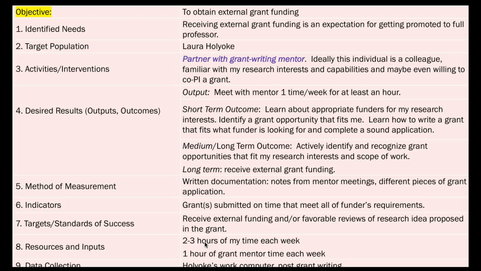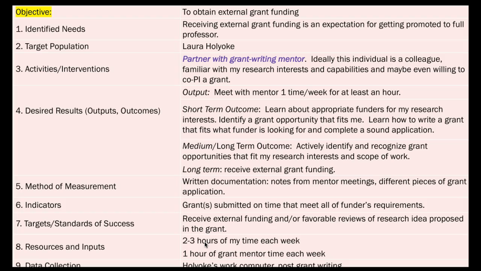So I did a quick one for mine. In this one, the activity is to partner with a grant writing mentor. My objective is to obtain external grant funding. The need I've identified is that receiving external grant funding seems to be an expectation for getting promoted to full professor. I am the target population. I wrote in about the activity that ideally this is an individual, a colleague familiar with my research interests and capabilities, and maybe even willing to hopefully co-I a grant with me.